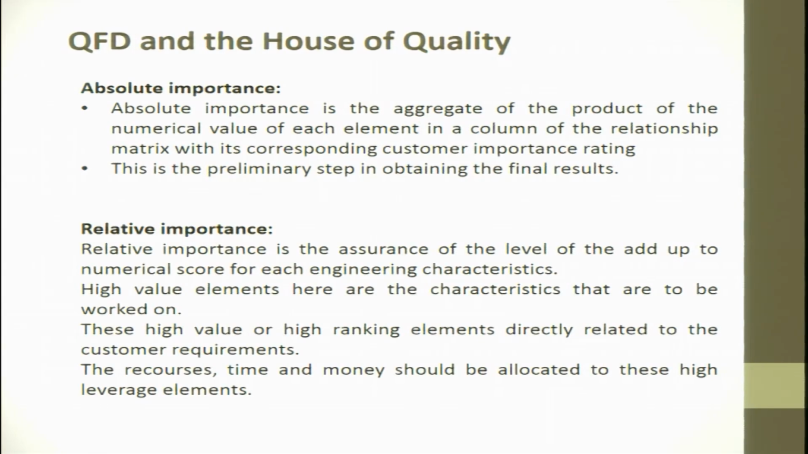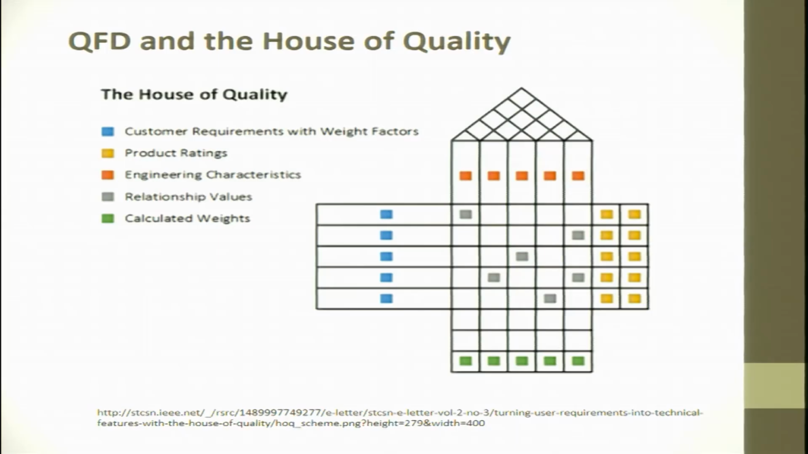Next is relative importance, which is the assurance of the level added up to the numerical score for each engineering characteristic. High value elements here are the ones that are to be worked on, and the lower ones are given second importance and you start doing them. So, you keep iterating step by step. You will try to get the requirements, and I would like to tell you about quality function deployment.